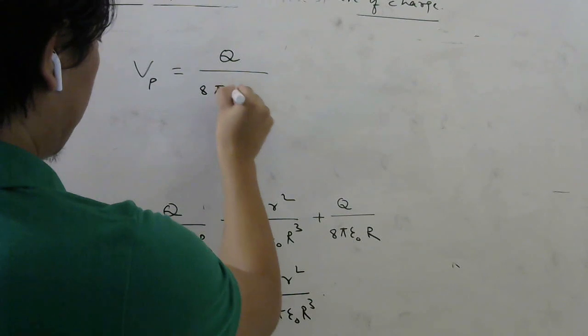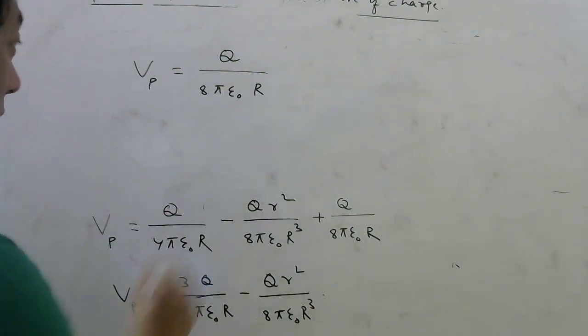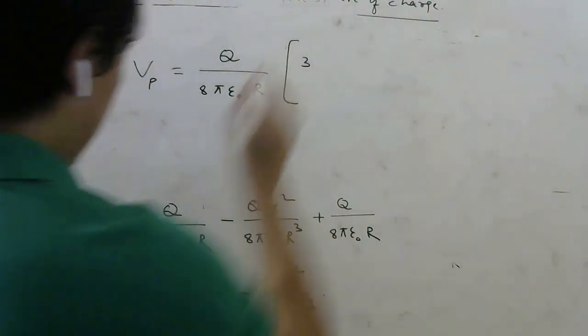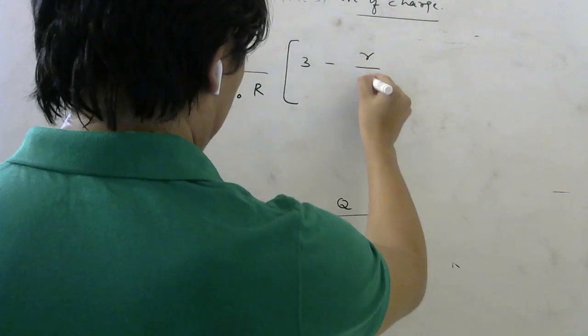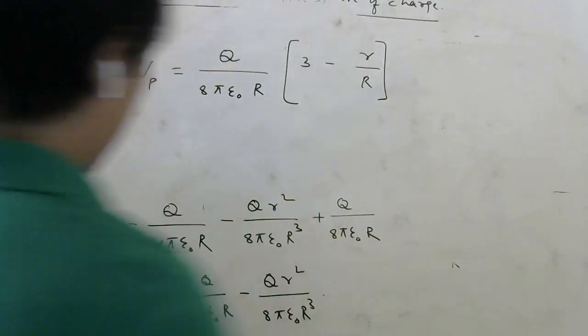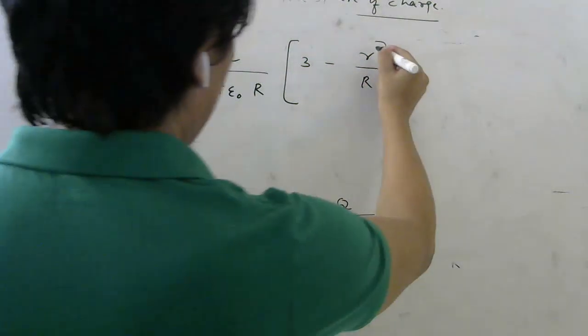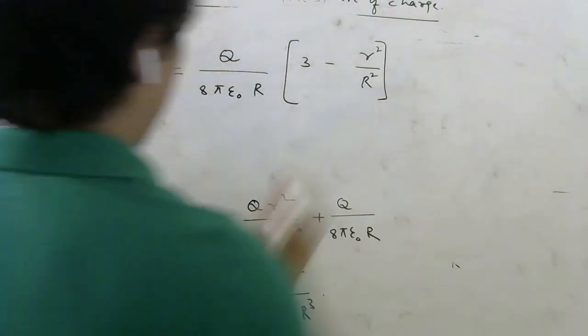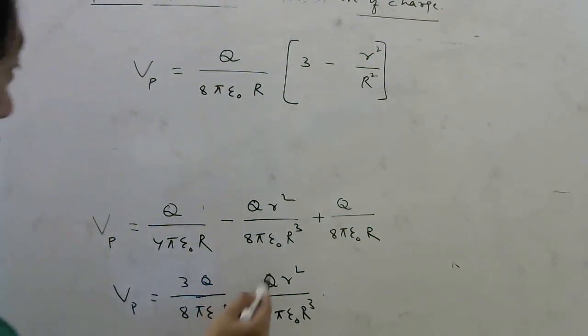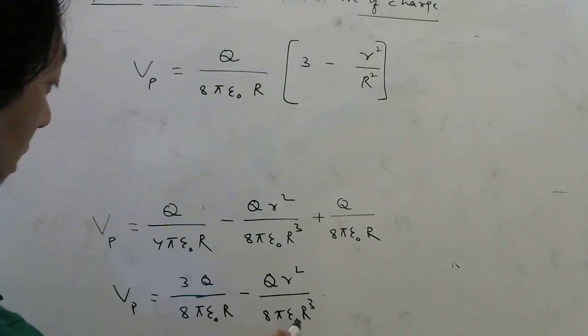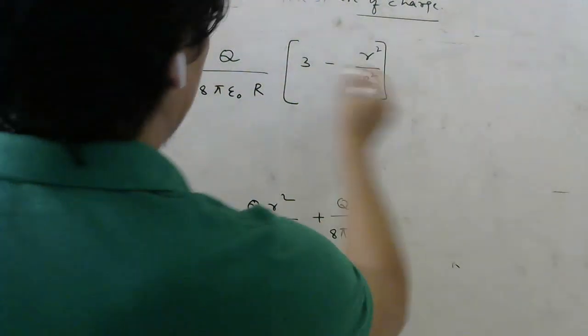8 pi epsilon naught r is also common. So here 3 will be left. Here small r and 1 capital R. Right, students? No, r square, capital R square. Isn't it? Check carefully. So I took q by 8 pi epsilon naught r common. 3 here and here 8. I took q common, 8 pi epsilon naught r. 1 r also I took common. So r square by r square.